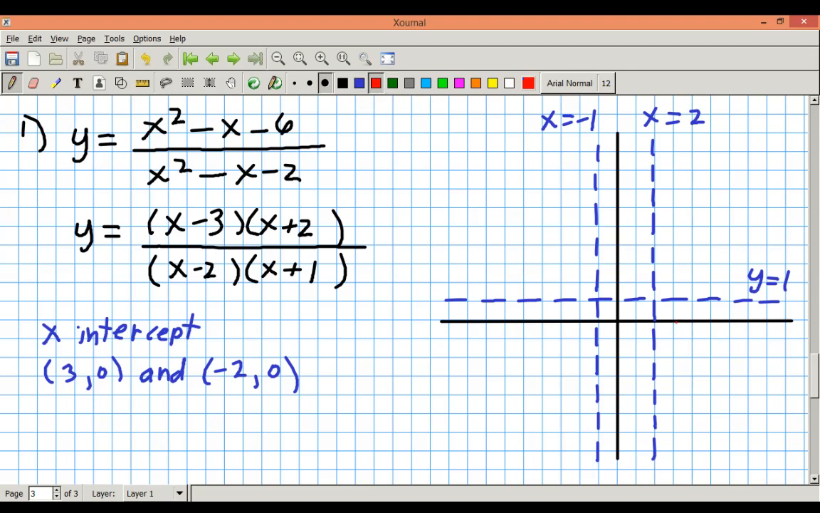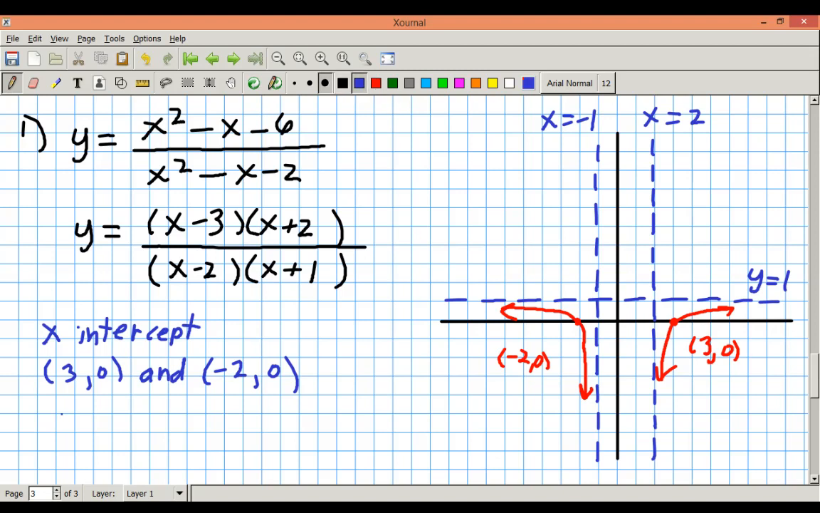So at 3, 0, that's a crossing point. So that tells us this branch. And negative 2, 0. It's right here, and that tells us this other branch. Okay, so we got 2 out of the 3 branches already. That's it, that's 2 of them. We just need that branch in the middle of the 2 vertical asymptotes.